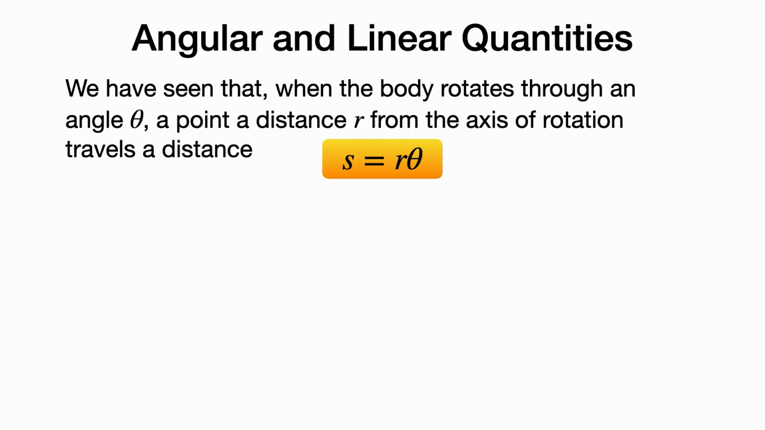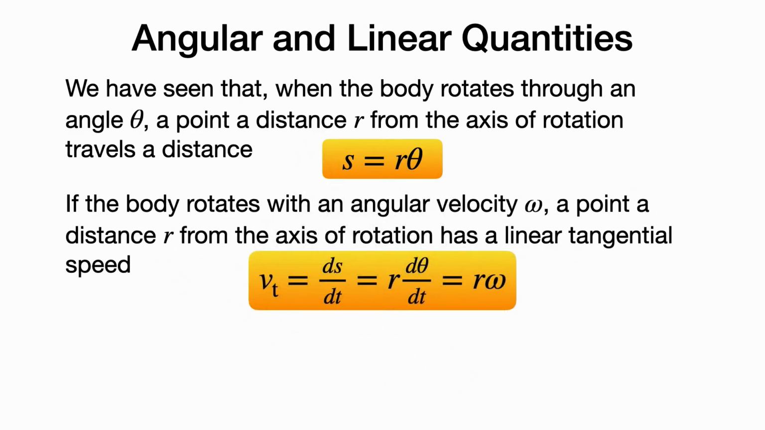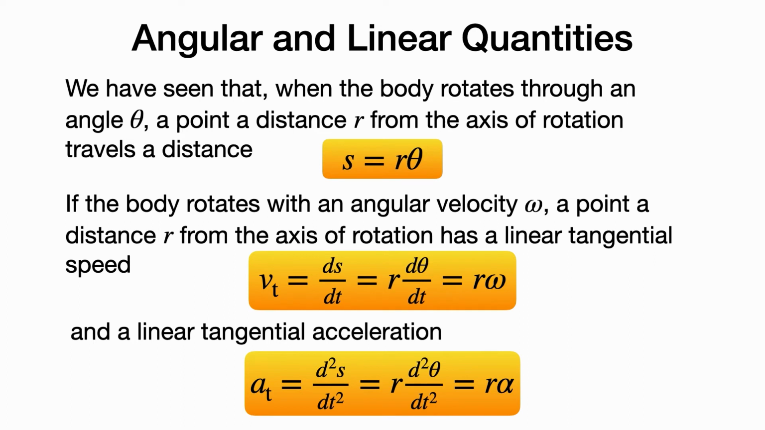Now, we have seen that when the body rotates through an angle theta, a point at distance r away from the axis of rotation travels a particular distance s given by r times the angular change theta. Now, if the body rotates with an angular velocity omega, a point at distance r from the axis of rotation has a linear tangential speed, which is given by the time rate of change of the distance traveled for that point. That is, it's going to be r times d theta dt, which is r omega. Similarly, we find a linear tangential acceleration for that point, given by r times alpha.